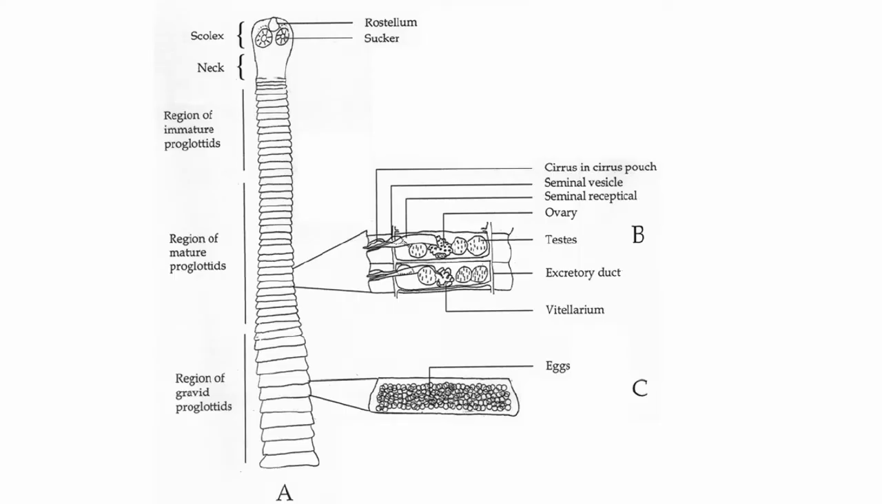Here is another representation of the anatomy of tapeworms. Again, we have the scolex or the attachment organ, the neck, which is the region of growth, and different proglottids or segments. We have the immature proglottids, the mature proglottids, which contain developed sexual organs, and the gravid proglottids, which contain the eggs.